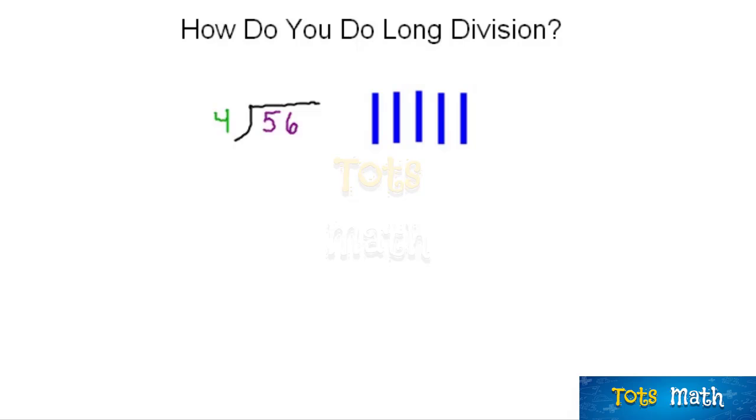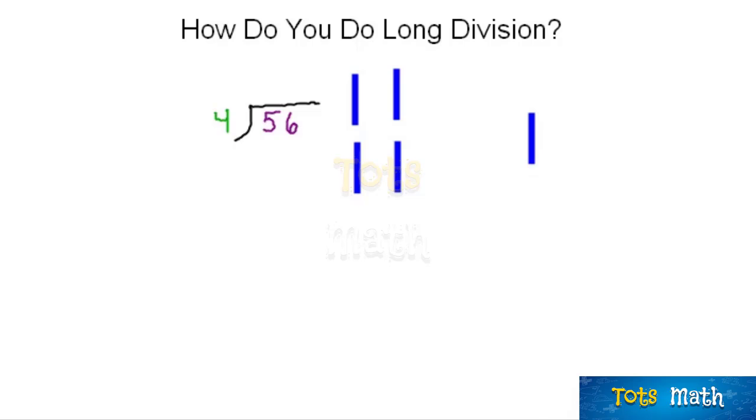To answer that question, we're going to begin by dividing the tens. The number 56 contains 5 tens and 6 ones. And I have exactly 5 tens to the right of the problem. So if you had these 5 blocks and you wanted to share them among 4 friends, how many blocks would each friend get? Well, each friend would get exactly 1 block, and you'd have 1 whole block left over.